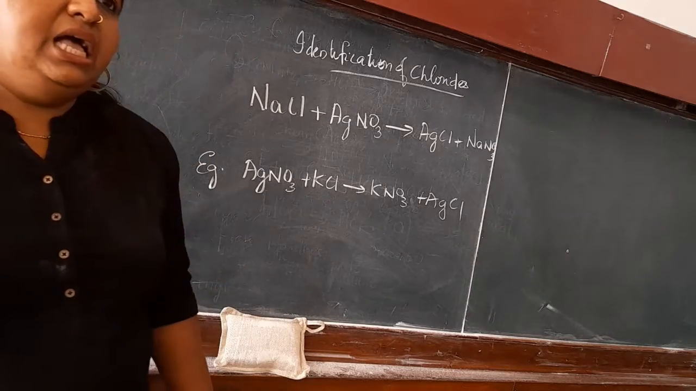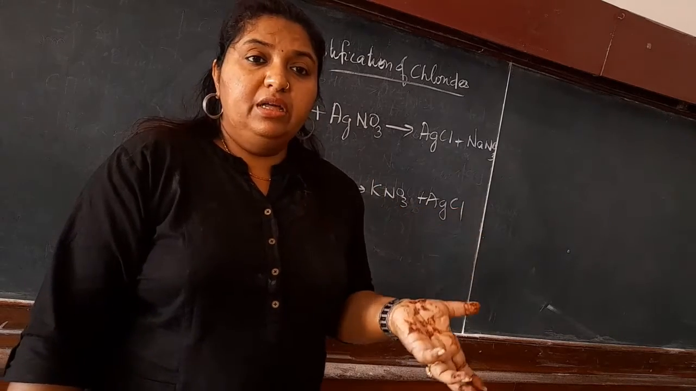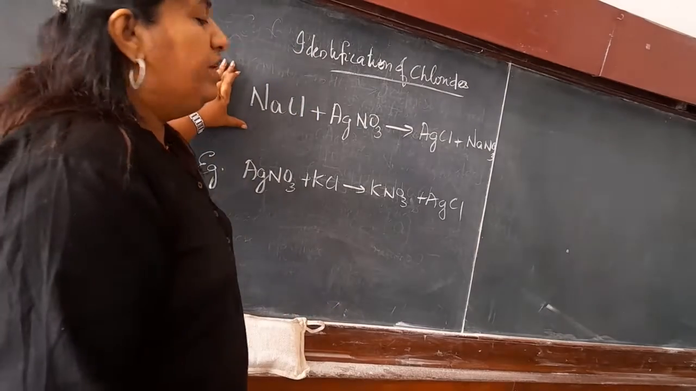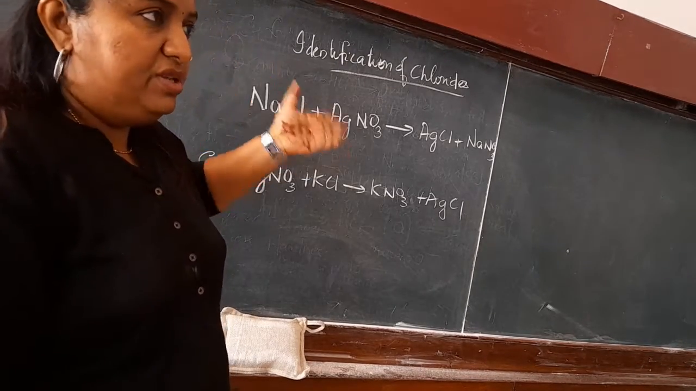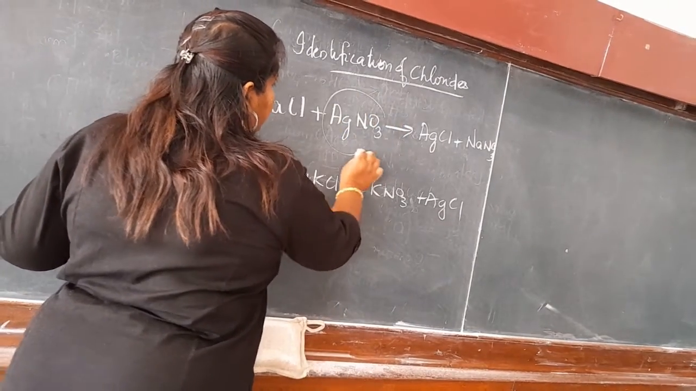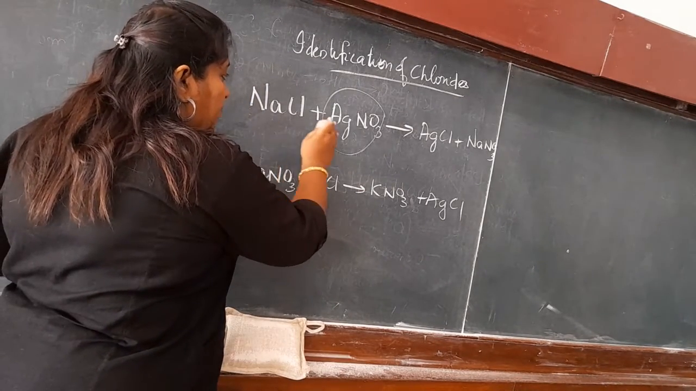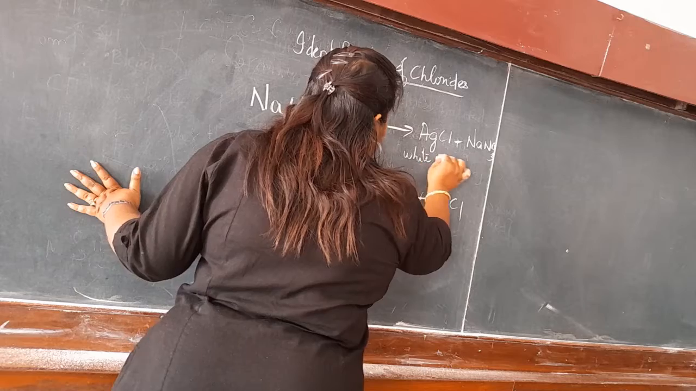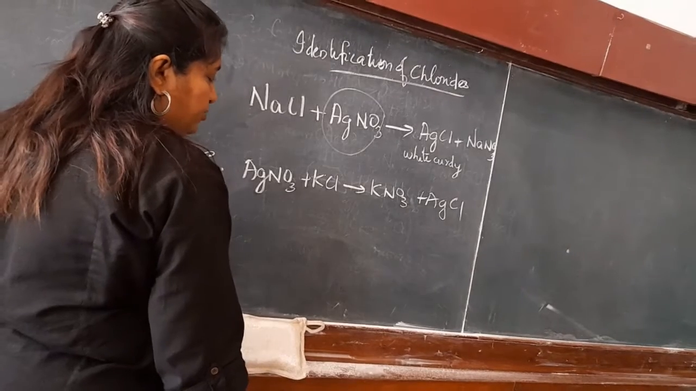Identification of chloride. Suppose you are given a compound in a test tube and you have to identify whether the compound has chloride ion. Suppose you have sodium chloride with you and you don't know whether the given substance is a chloride or something else. So what you have to do is add a little bit of silver nitrate to it. This sodium chloride combines with silver nitrate to form a white curdy precipitate of silver chloride and sodium nitrate.